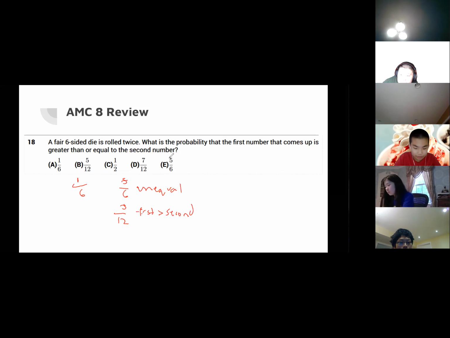So the probability that we're looking for is going to be 5/12 plus 1/6, which is equal to 5/12 plus 2/12, which equals 7/12.